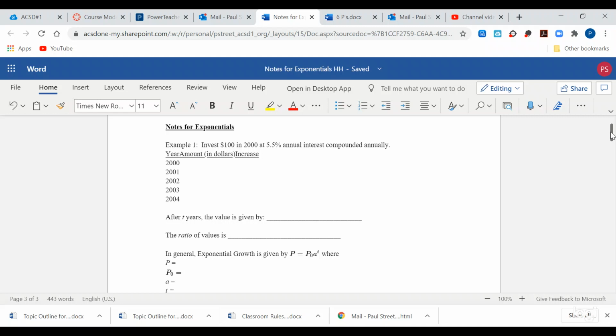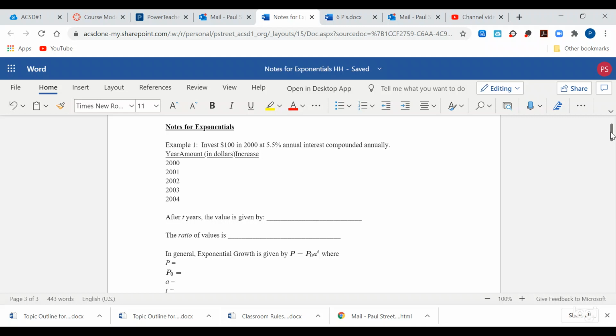So in 2001, since we're getting 5.5%, and that's going to be compounded annually, how are we going to figure out what our answer is going to be? How much are we going to have then on January 1st, 2001? Help us out. Anybody? Oh, it's been a long summer, hasn't it?